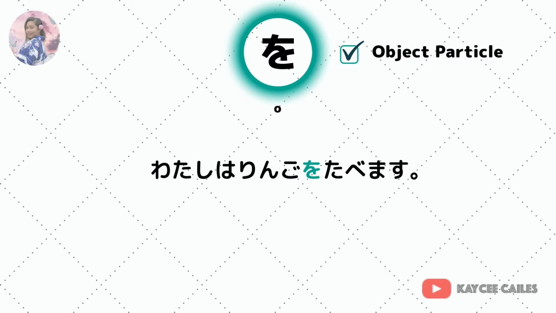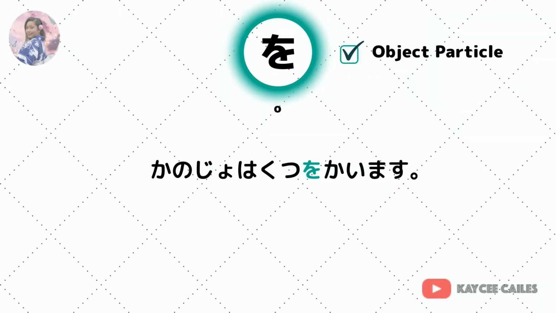Watashi wa ringo o tabemasu. To break down the sentence, we have watashi as the subject, followed by the particle wa, and ringo as our object, which means apple. After the object is the particle o. And lastly, we have the verb tabemasu. To complete the sentence, we say watashi wa ringo o tabemasu. I eat apple.